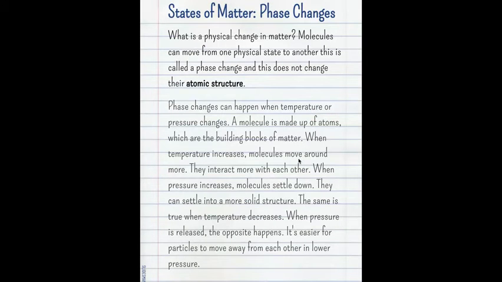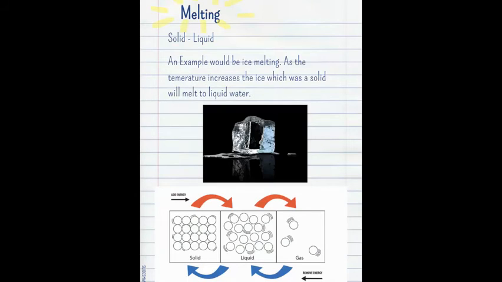But we have to go back and say, what is a physical change? Molecules can move from one state to another, and this is called a phase change, but it does not change their atomic structure. What that's saying is that even if you change ice to water or water to steam, it is still composed of H2O, and that's not going to change. What can cause a phase change is either temperature or pressure. As I said before, our key word is melting. Melting is when we move from a solid to a liquid. That means we've added energy for it to change.